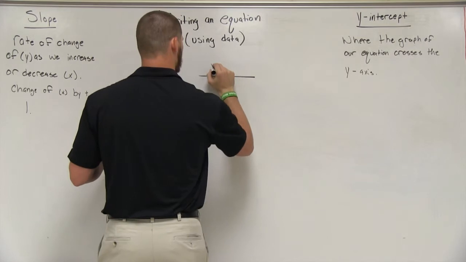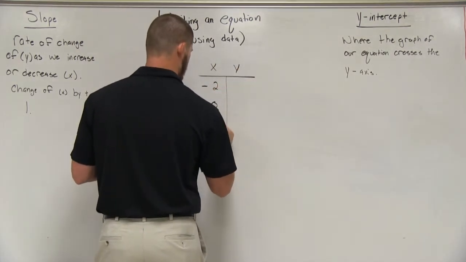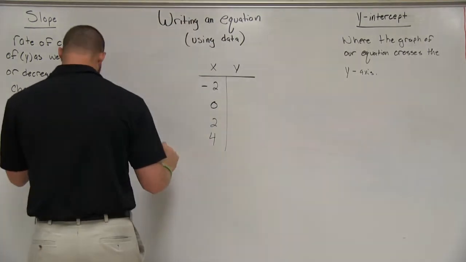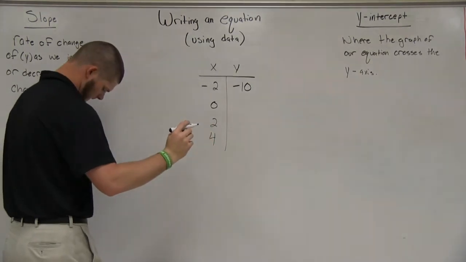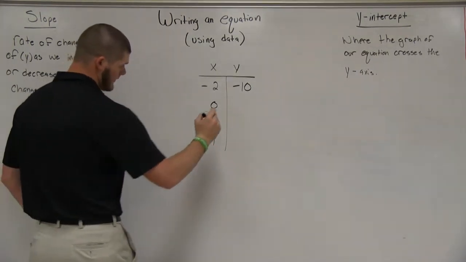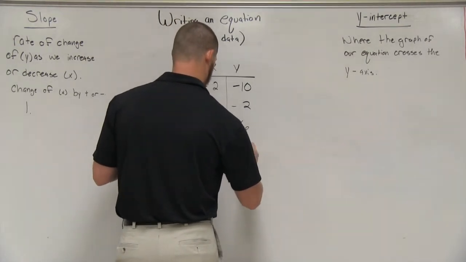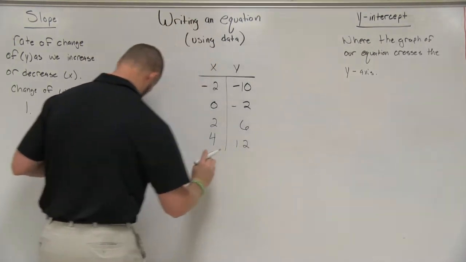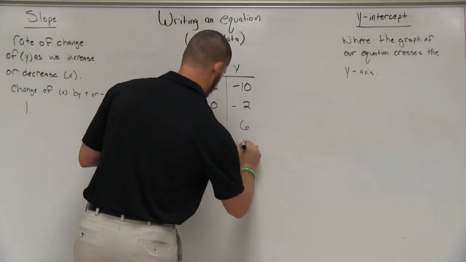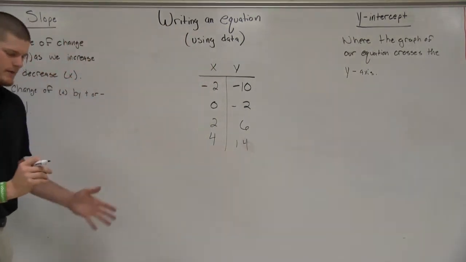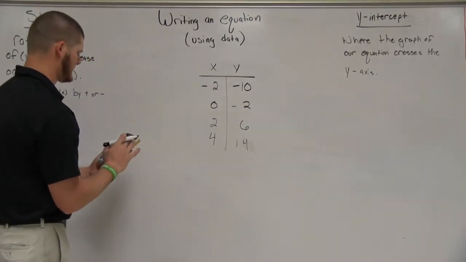So, here's my x and here's my y. We're going to use negative 2, 0, 2, and 4 for my x, and my y values will be negative 10, negative 2, 6, and 14. Again, I'm just getting my data off of a calculator from a previously used equation, just so I can show you how to do this.